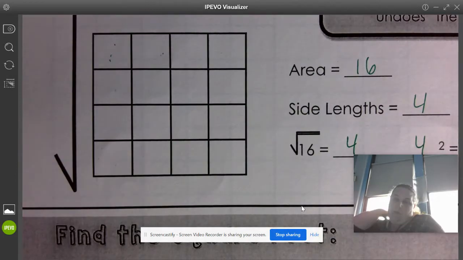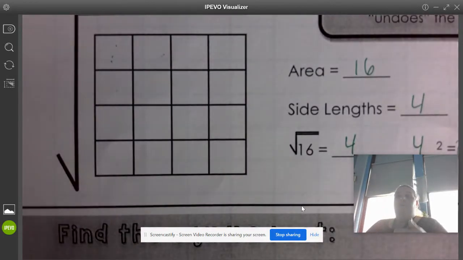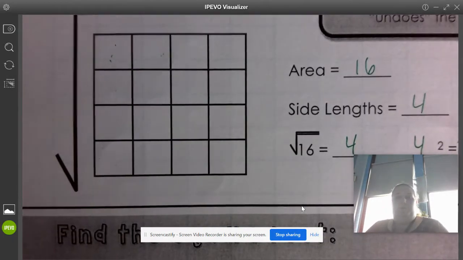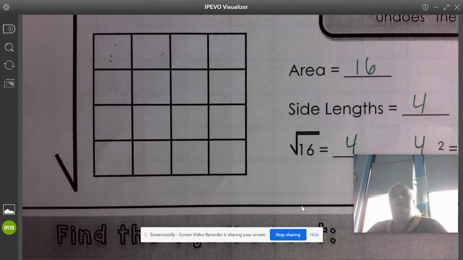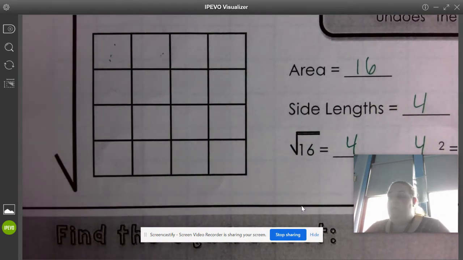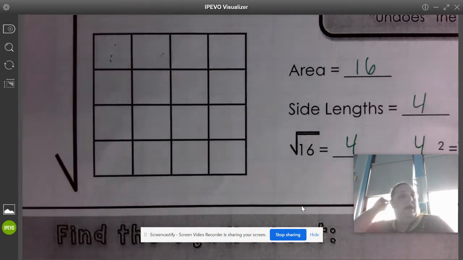There is either going to be a perfect square root list attached or one provided in class to help you start learning, becoming familiar, and even memorizing these perfect squares, which you will be allowed to use on assessments or graded work as a resource.